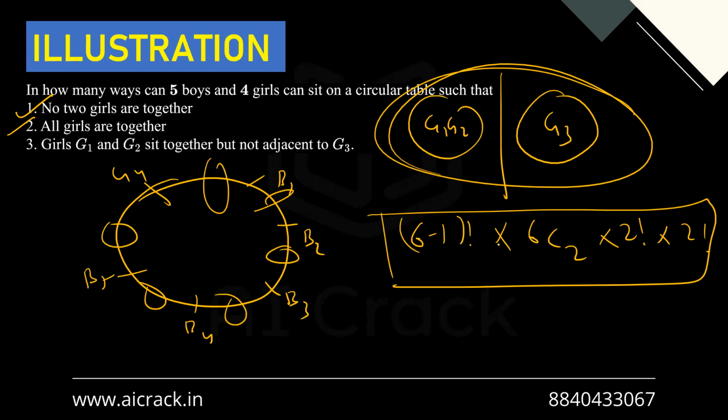6 minus 1 factorial multiplied by 6C2 into 2 factorial into 2 factorial. This is for circular permutations, this is for filling the gaps, this is for the internal arrangement of G1, G2, and this is for G1, G2, and G3 as the entities. Okay.